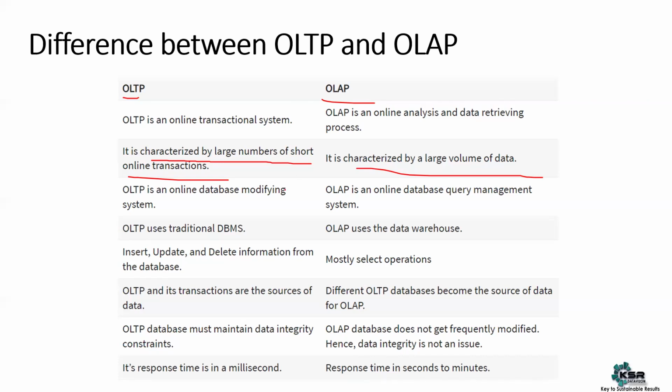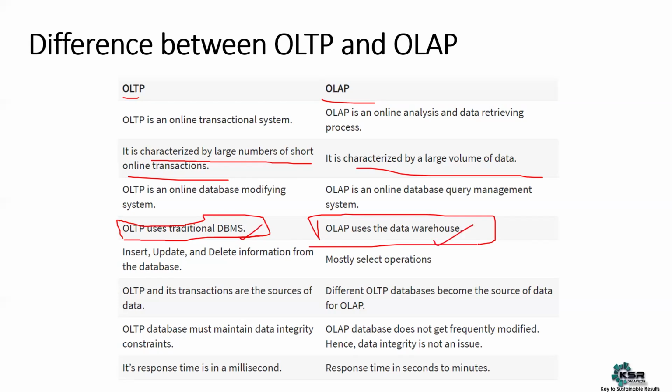And OLTP always uses your traditional DBMS, which is nothing but your database management system, whereas OLAP always uses a data warehouse. Now, we will discuss what you mean by DBMS and what you mean by data warehouse. But prior to jumping to that, first understand where we use OLTP and where we use OLAP.